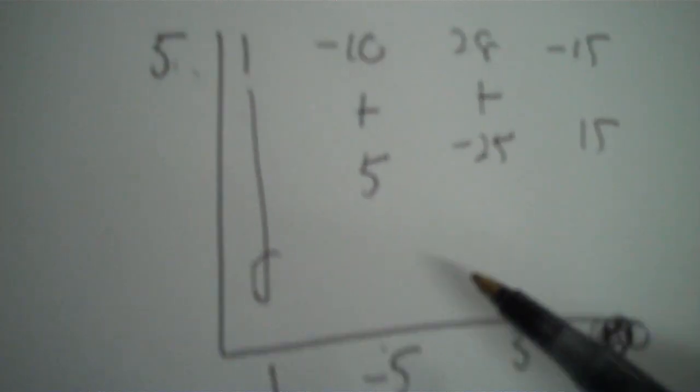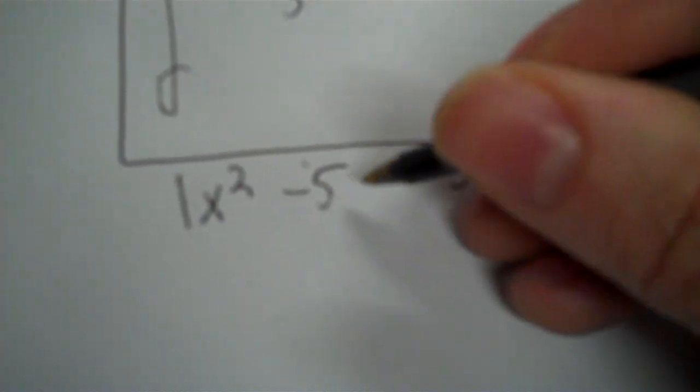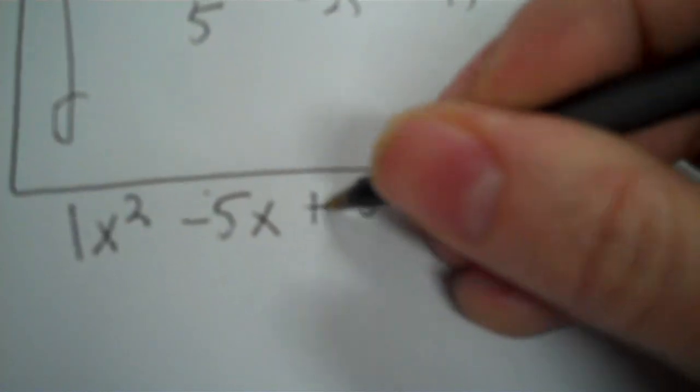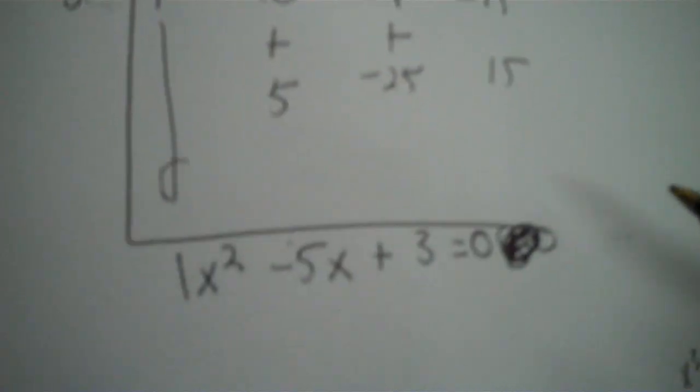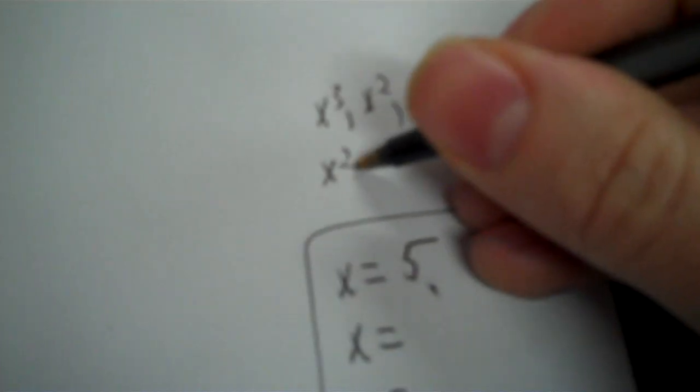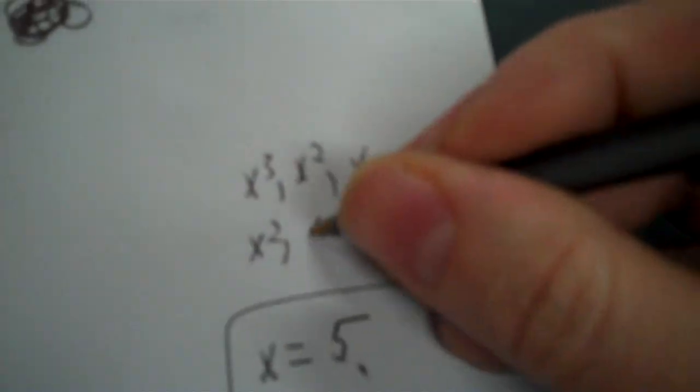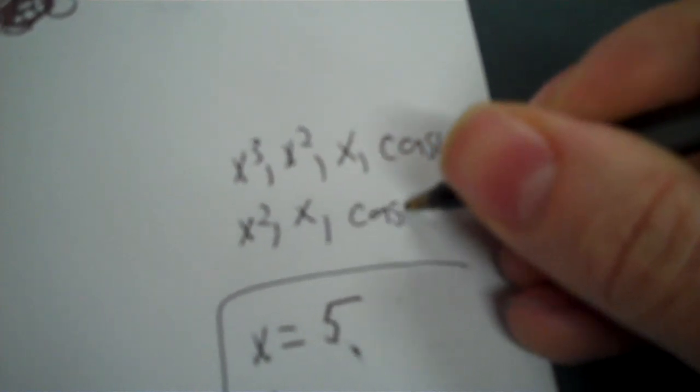Now, the new equation that used to be 1x to the third, well, now it's a 1x second minus 5x plus 3, and you can just put equals 0 now. Now you're down to x second, x, and the constant. So that's 3 terms. Well, I know how to solve 3 terms. That's GCF and trinomial.